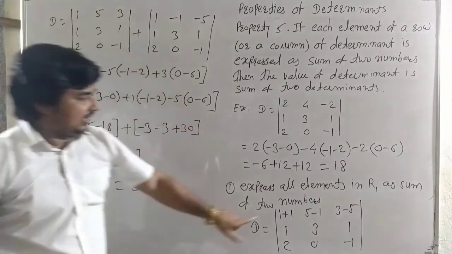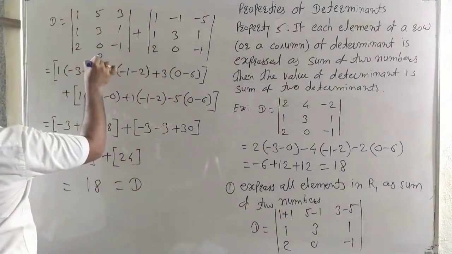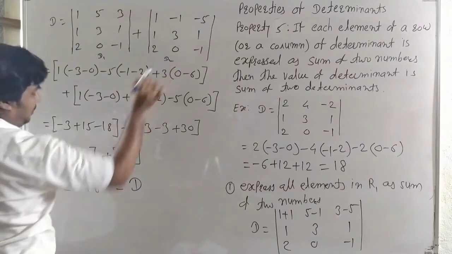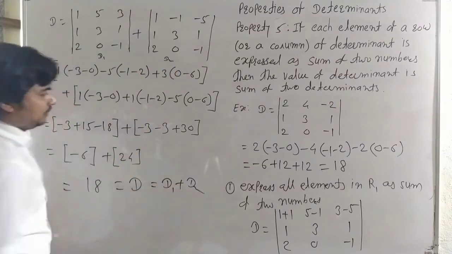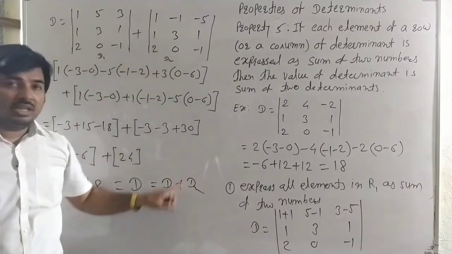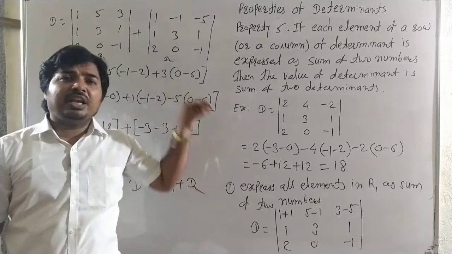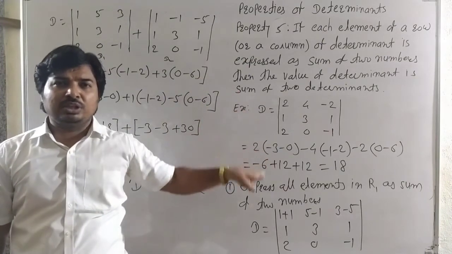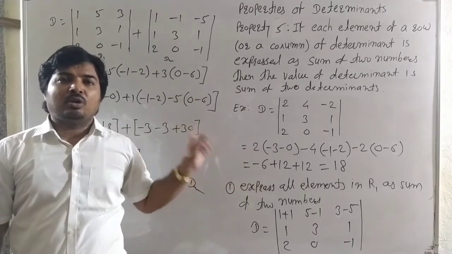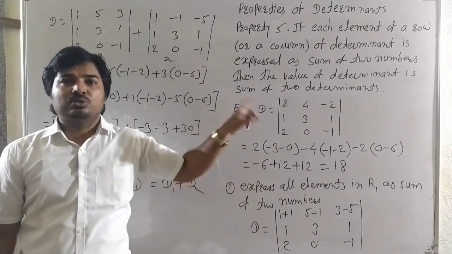Okay, here it is expressed in the form of d1 and d2. Here it is d1 plus d2. These are the two determinants. That means we express all elements in any row or any column as a sum of the two determinants. Then the value of the determinant is the sum of the obtained two determinants.